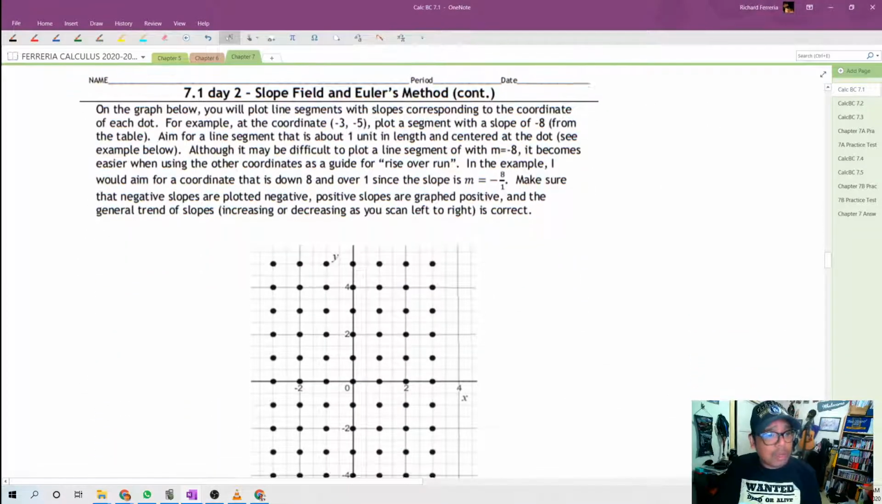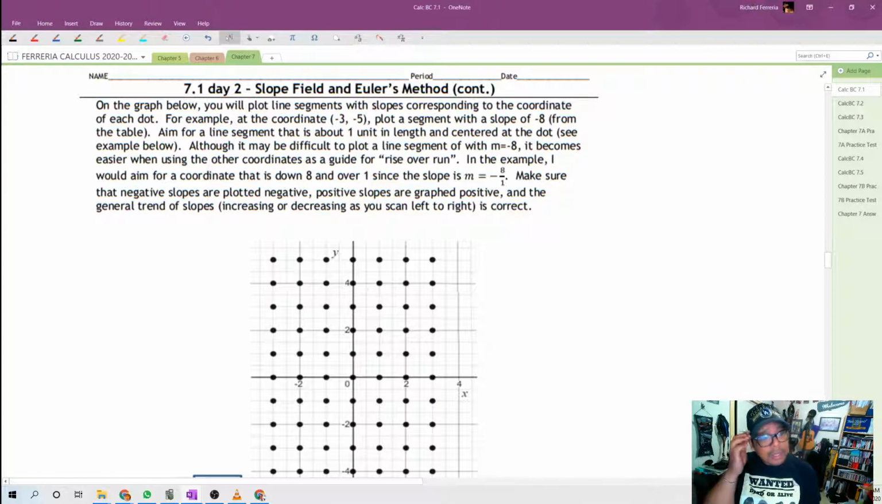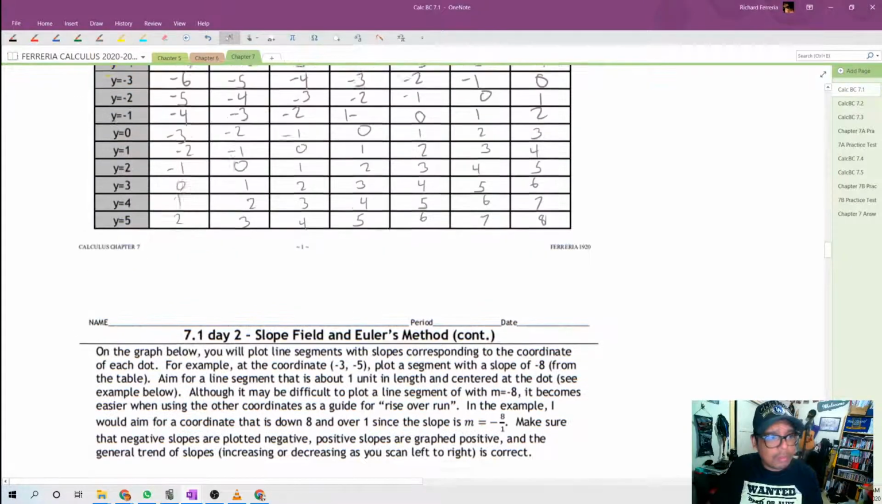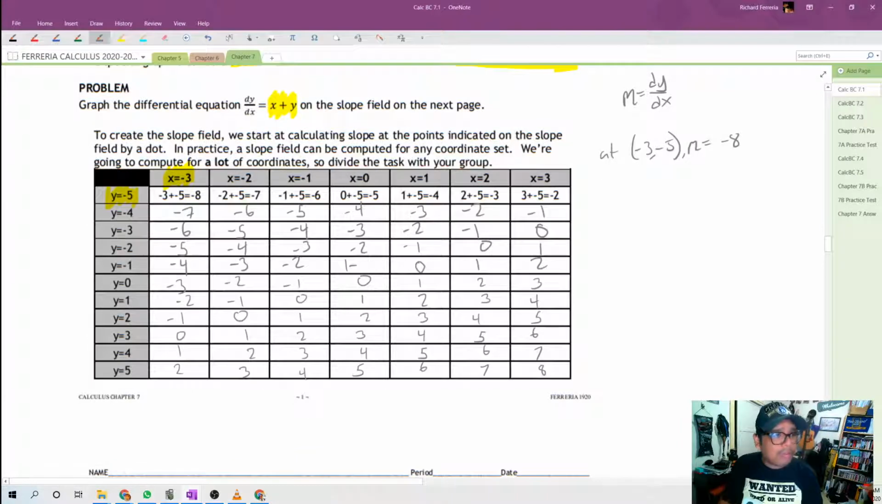The graph below, this is what you would see on an AP test, is a coordinate plane with a bunch of very specific places for you to compute the slope. So, for example, at the coordinate -3, -5, we're supposed to plot a small segment that has a slope of -8 from the table. What do you mean from the table? Oh, up over here on this table. -3, -5, and I think I've already highlighted that. -3, -5 is right here, and it has a slope of -8.